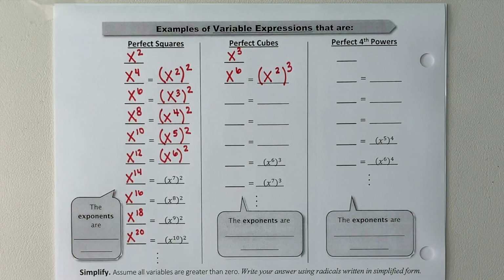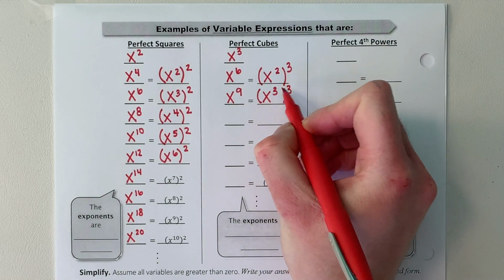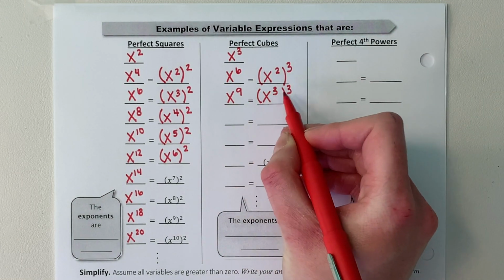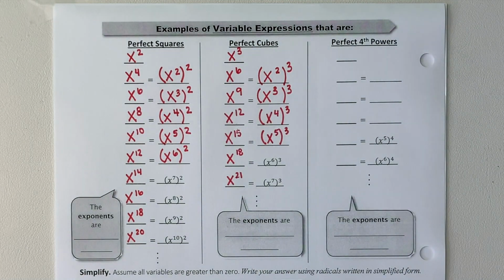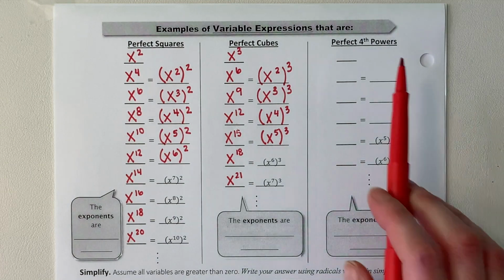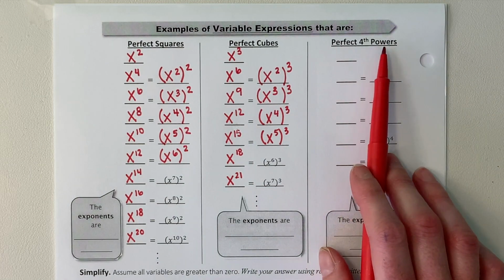The next perfect cube would be x to the ninth, and x to the ninth is a perfect cube because we can write it as some quantity cubed. And let's see, x cubed would give us x to the ninth, since 3 times 3 is equal to 9. And I've continued listing several more examples of perfect cubes. Last, let's list examples of variables that are perfect fourth powers.